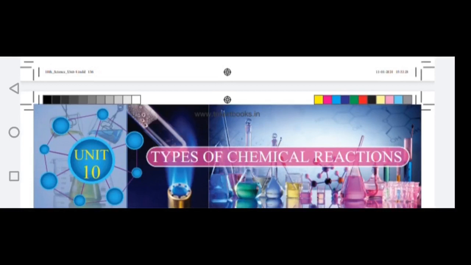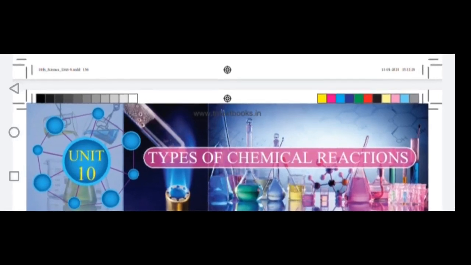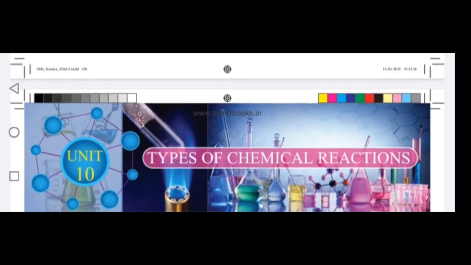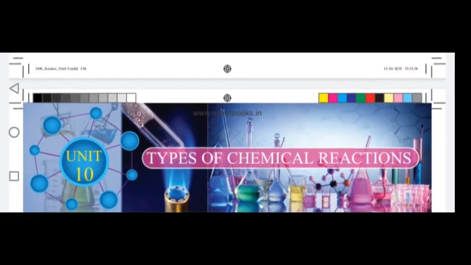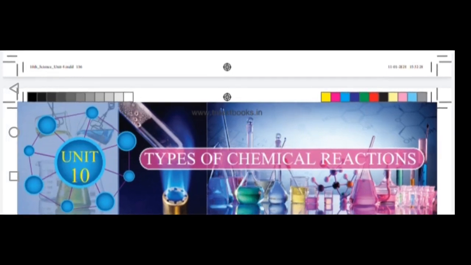As we know from your earlier studies, chemical reactions involve breaking of old chemical bonds and formation of new chemical bonds. This change may happen spontaneously, or it may be caused by an external force or energy. Chemistry is all about chemical reactions.